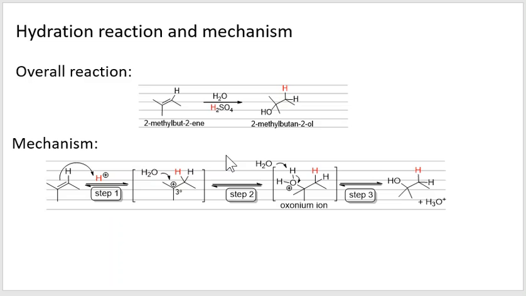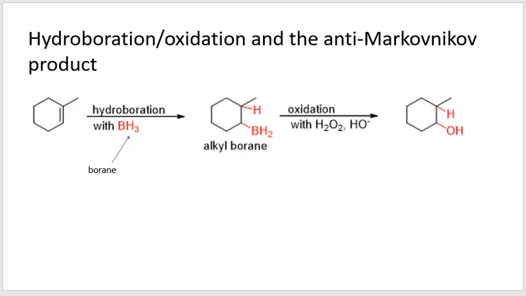So if you recall hydration from before, we used water and an acid to form the most stable carbocation possible, and then water would add to give us that oxonium ion, and then after deprotonation we get the alcohol at the most substituted position. In hydroboration oxidation, however, we get the OH at the less substituted position.